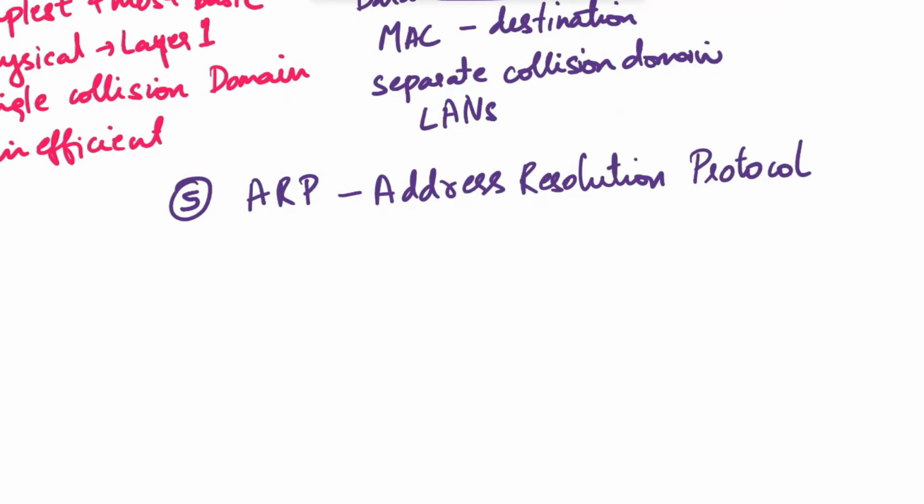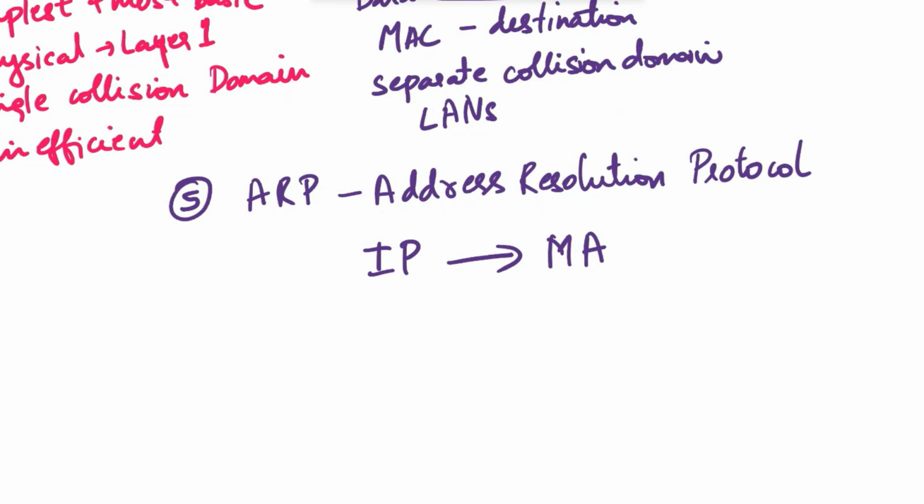ARP is a fundamental protocol in computer networking, specifically at the data link, that is layer 2 of the OSI model. Its primary purpose is to resolve or map an IP address to the corresponding physical MAC address, that is media access control, on a local network segment. ARP plays a crucial role in enabling communication between devices on the same local network or subnet.